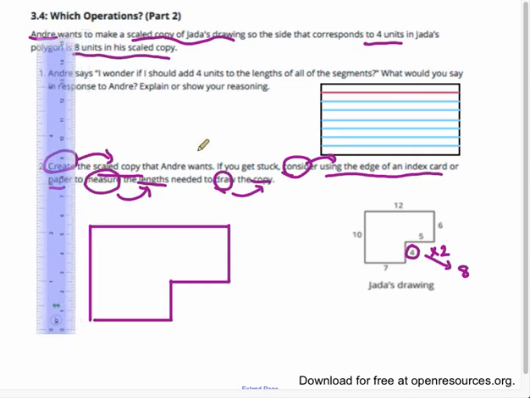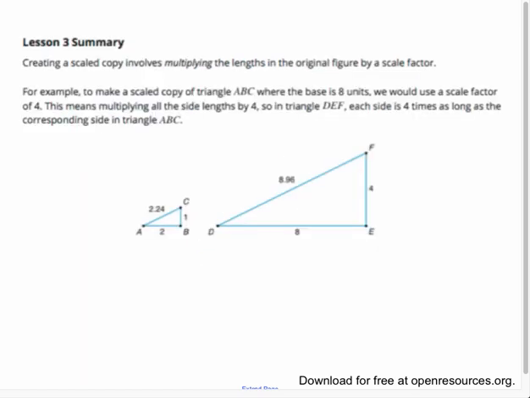It's a little tricky when you're drawing this using technology instead of using an index card. But this is how it would actually work. So this is how you would make a scaled copy of this.